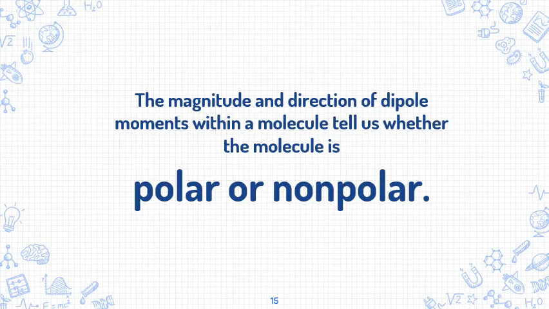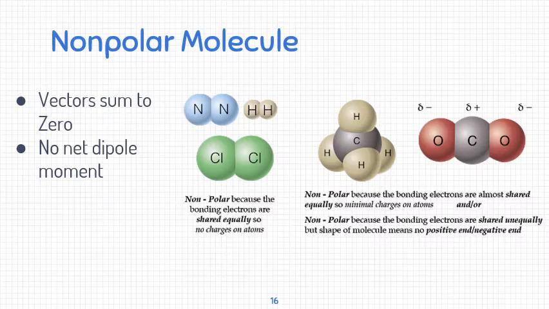So the magnitude and direction of a dipole moment is super important because it tells us whether or not that molecule is polar or nonpolar. We've seen a couple ways where we can have nonpolar molecules before. That's where we have a nonpolar bond. Maybe that's between two atoms that are the same. So like in this first example here, we've got nitrogen with nitrogen, hydrogen bonding with hydrogen, or chlorine with chlorine. Those are nonpolar. They're bonding with themselves, so there's no difference in electronegativity, and those electrons would be shared equally.